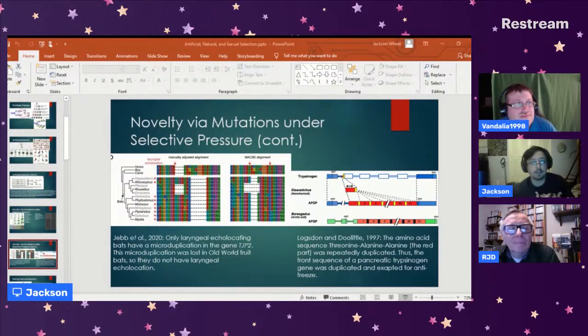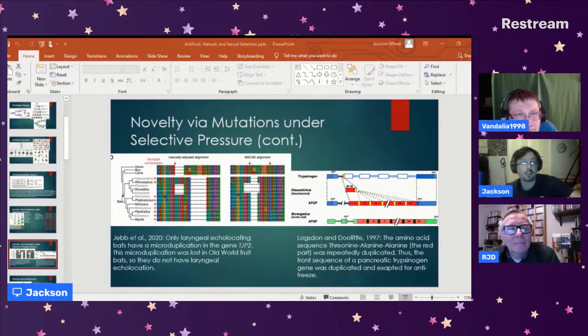So both of these are instances in which you had gene duplications, which resulted in novel features, or at least in part were assisting in the novel features. On your left, we have a 2020 paper, for which you have the adjusted alignment. It's easier to look at the one on the right because they're all lined up the same. You have a microduplication. If you see, there's a little box missing. Those are all bats. The top three are Homo, so humans, cows, and dogs.